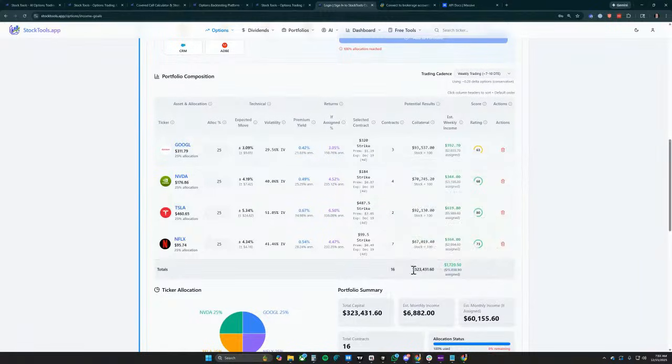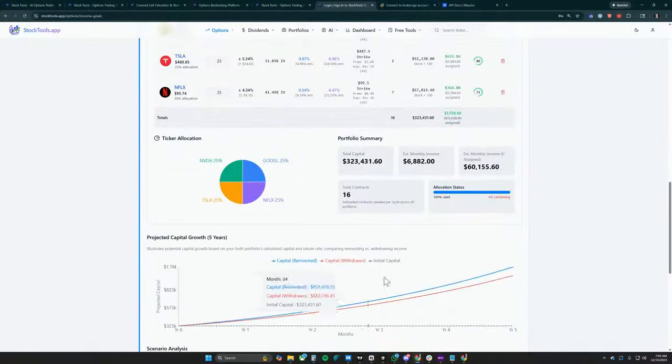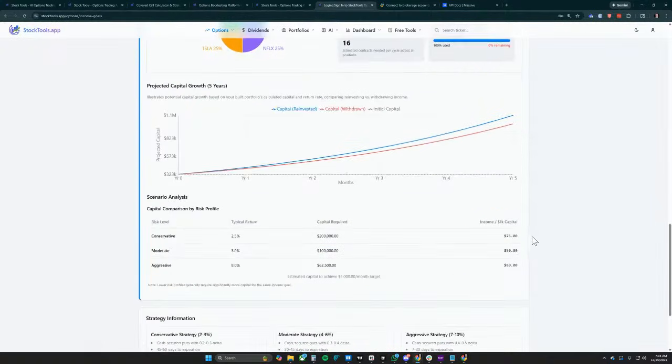So the green is the premium collected, and then also thinking about the assignment price, and then similarly up and to the right for the next 5 years.